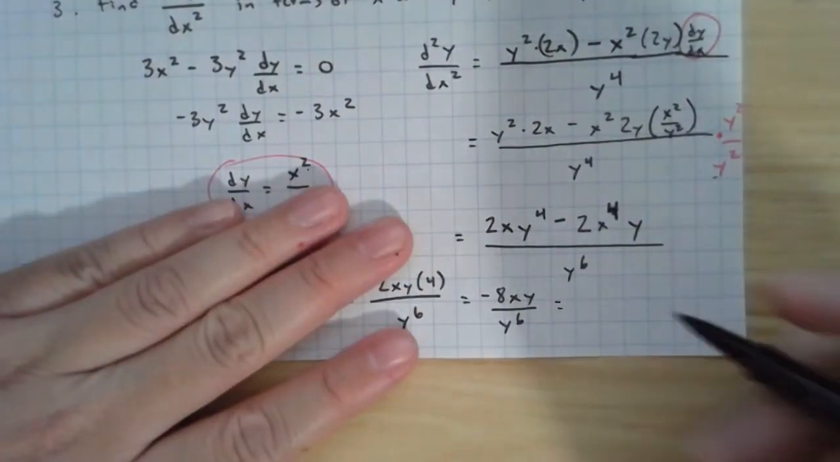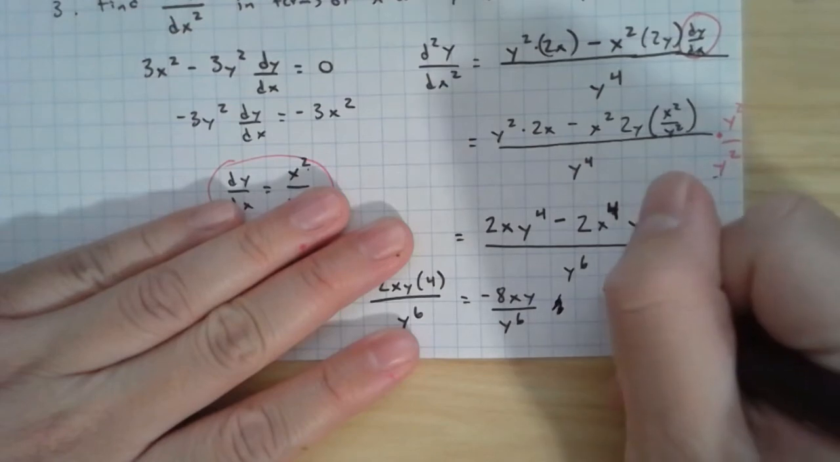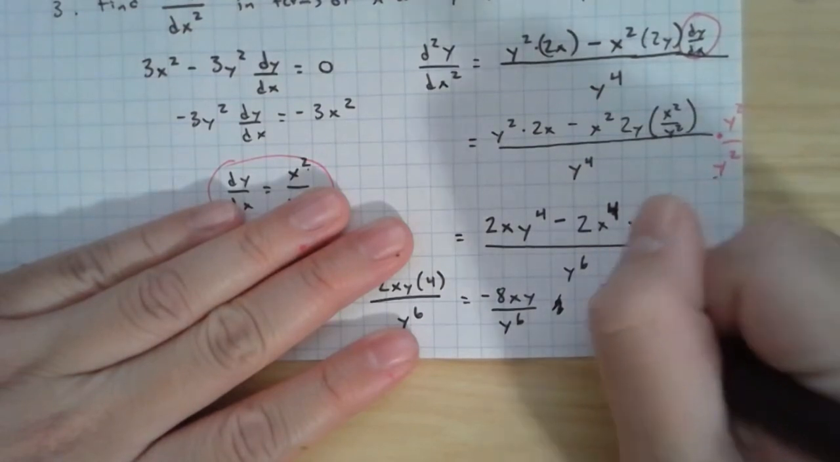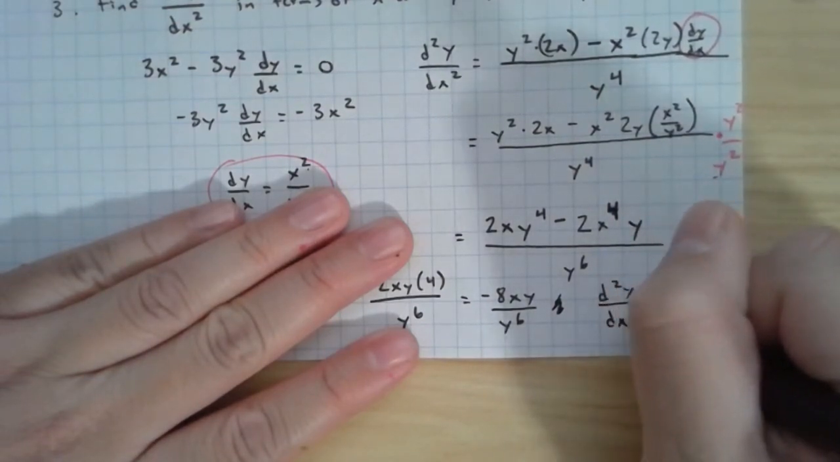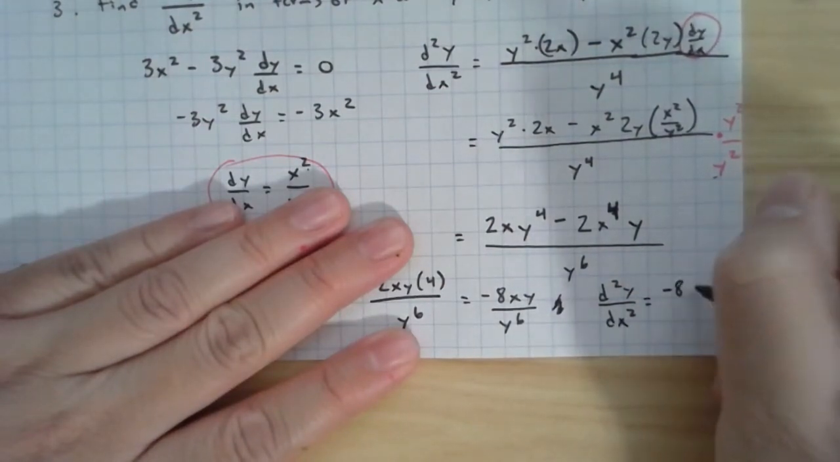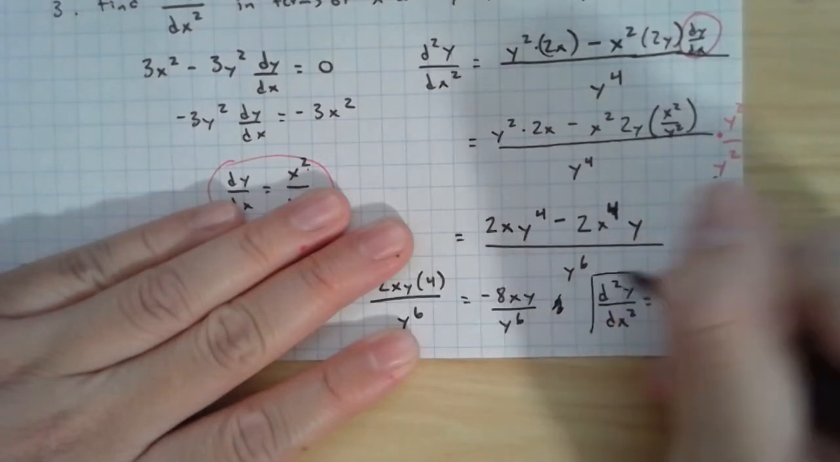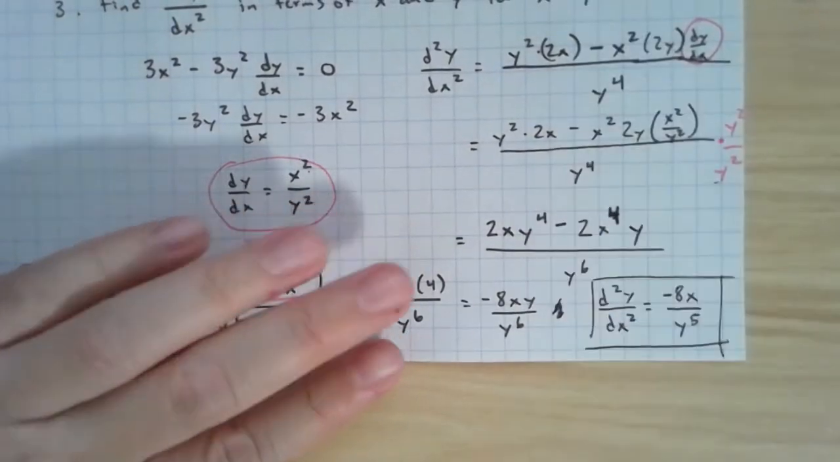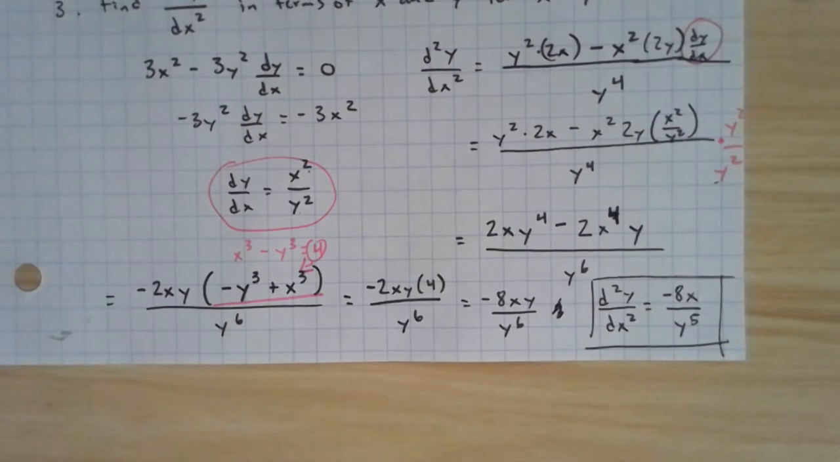So then, this is it. Here's the finish line. The second derivative will be negative 8x over y to the 5th. Okay? It's a really good problem. Okay, let me see. How much running time are we at now? 50 minutes? Okay.